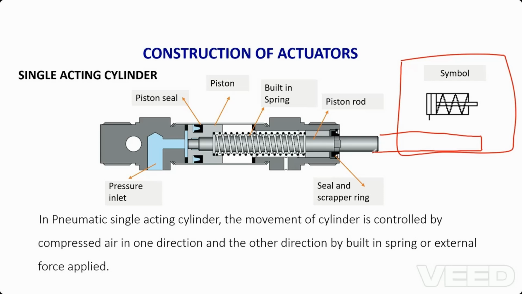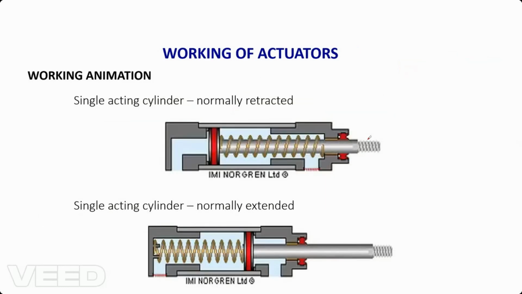For the return purpose, you can see there is a spring coiled to the piston rod. Whenever there is no air pressure, due to the spring tension, the piston rod will return backward. So when we send air pressure, it moves forward, and when there is no air pressure, it returns backward with the help of spring tension. This is the working of a single acting cylinder.